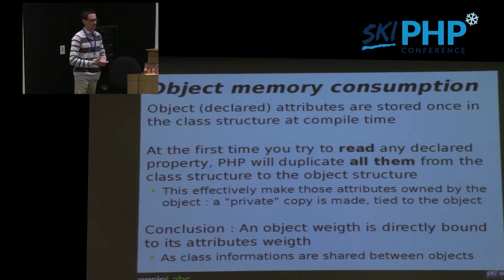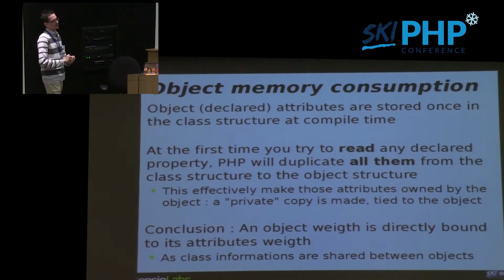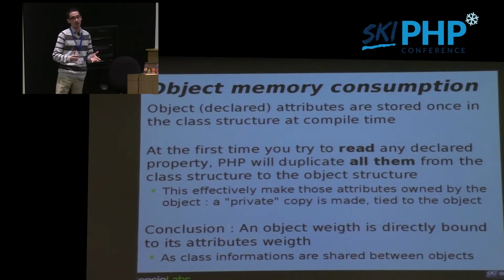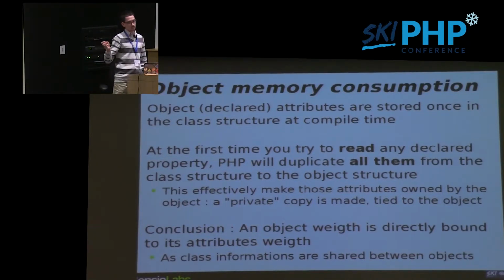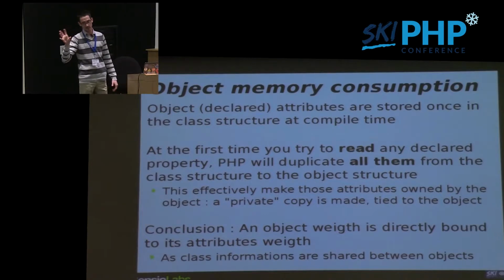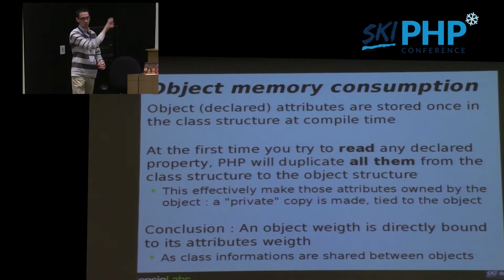So a private copy is made, tied to the object. Conclusion: an object's weight is directly bound to its attributes' weight. So when you have a class with many attributes, every object of this class will have a bigger memory footprint than if you had just a class with one attribute or no attributes at all. But class information is shared between objects, so this is important. The class structure, which is huge, is never duplicated, never copied. Just the attributes are copied to every object, to every new or clone you do.